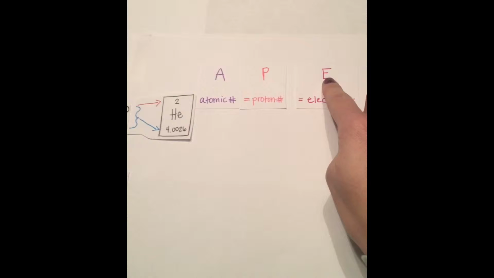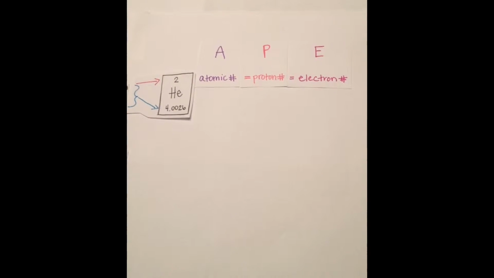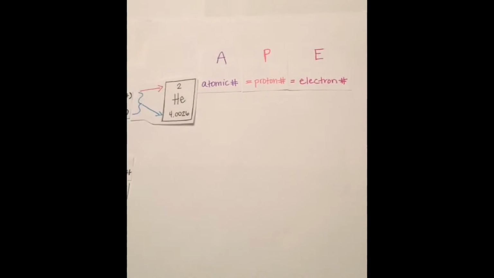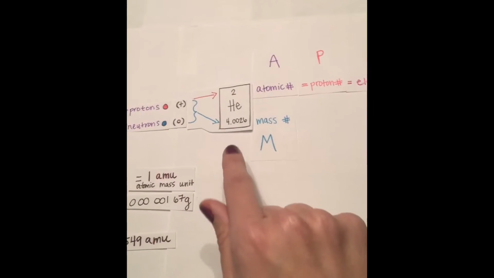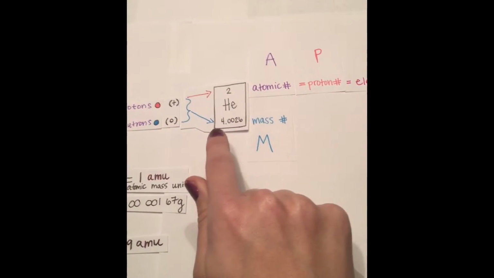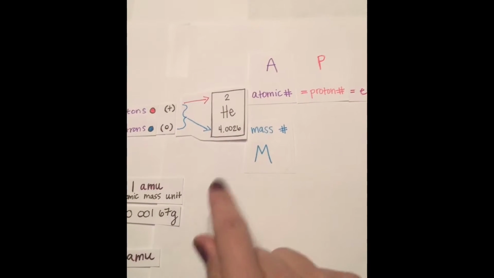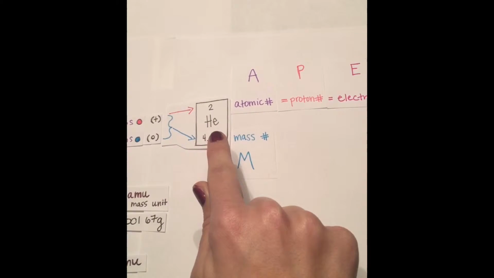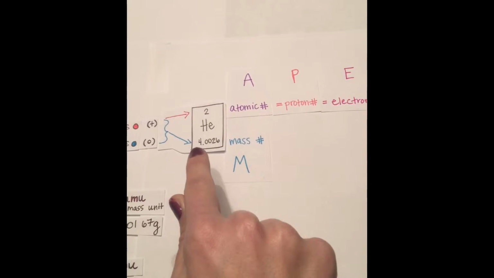Now normally when we're talking about a neutral atom, the number of protons always equals the number of electrons. So as you can see here, we have the word APE, and that's very easy to remember. Now that bottom number, like I said earlier, is our mass number, 4.0026. Now normally you're going to round that number to a whole number, which is going to be just 4. So in this case, we're just going to ignore the decimal there, and we're just going to really think about the number 4 there.